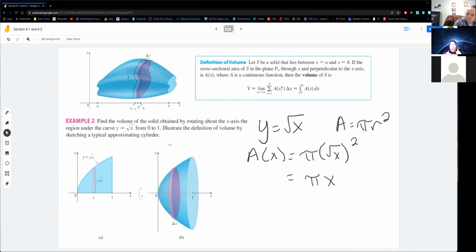All right, so we've got the area. Now all I have to do is take the integral of that. So it's just going to be the integral from 0 to 1 of pi x dx.